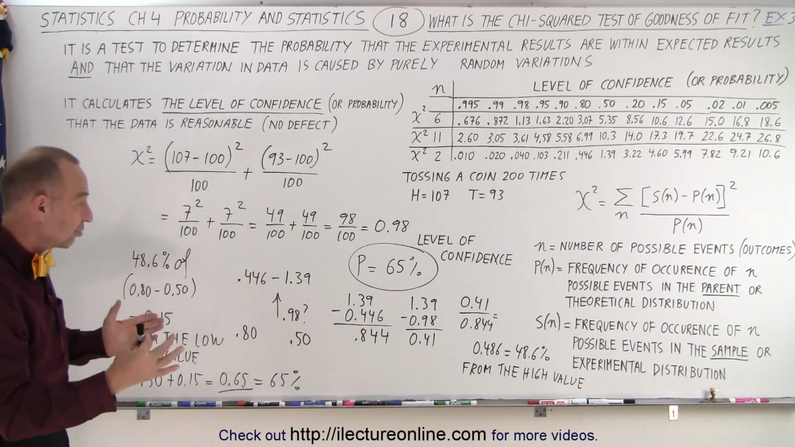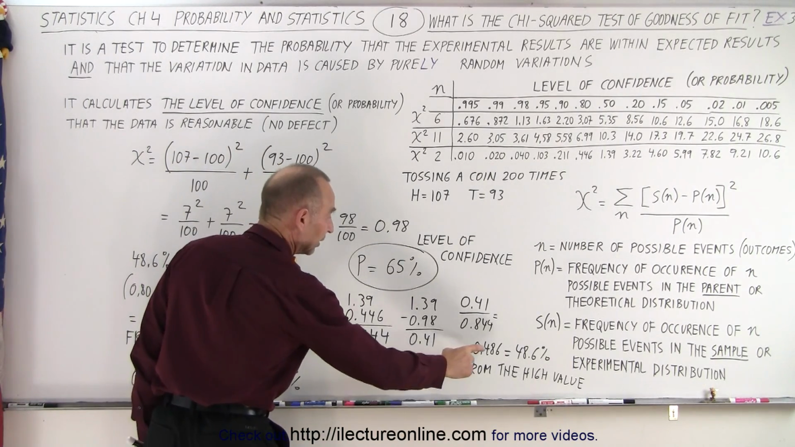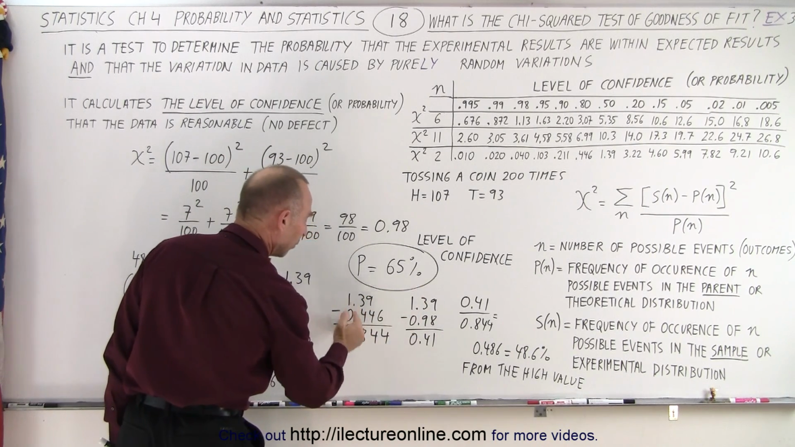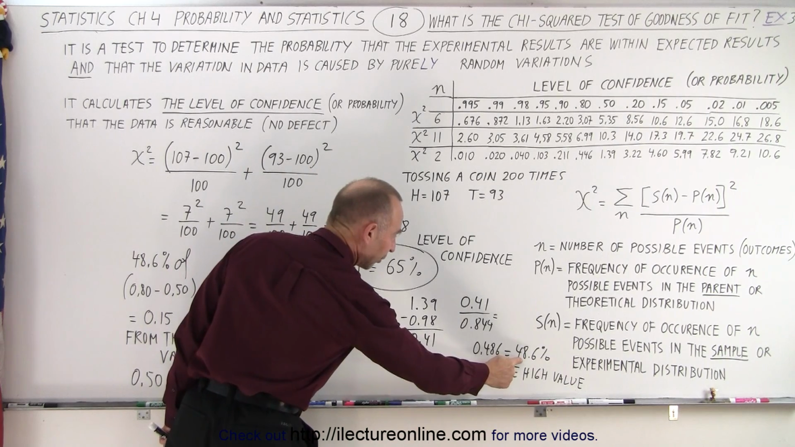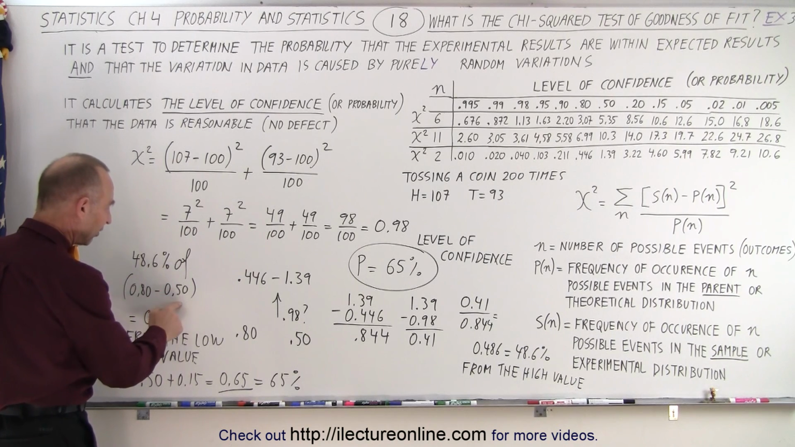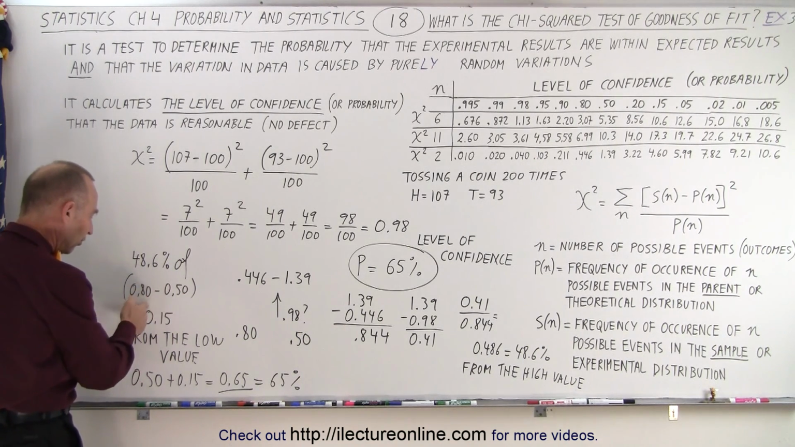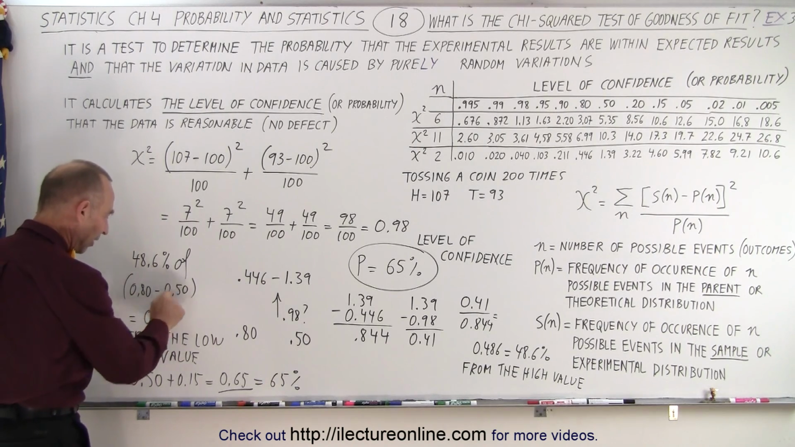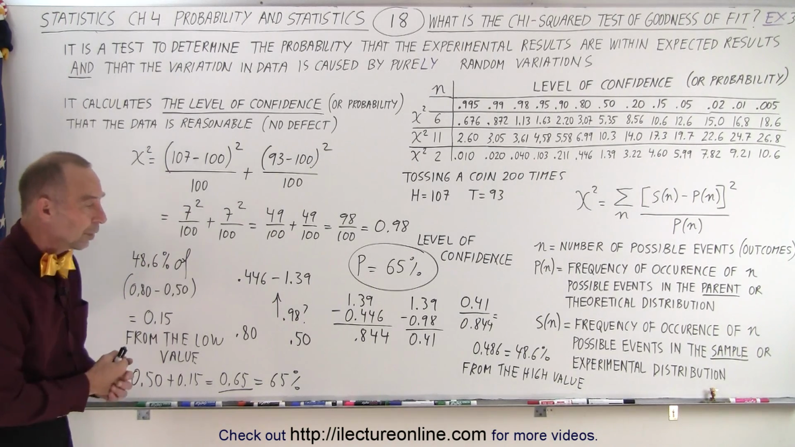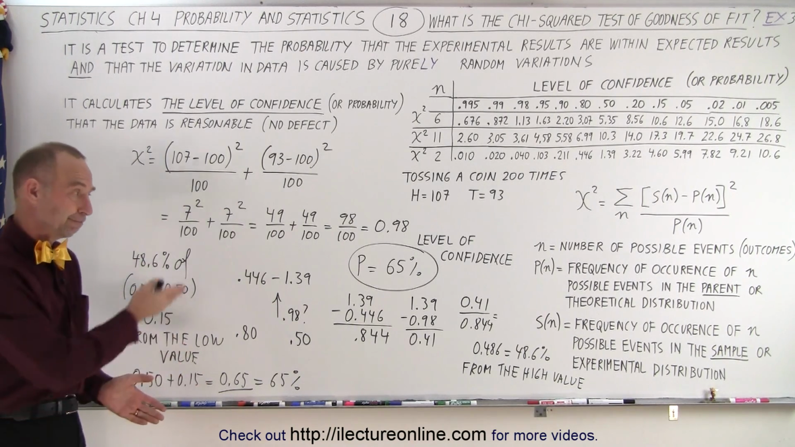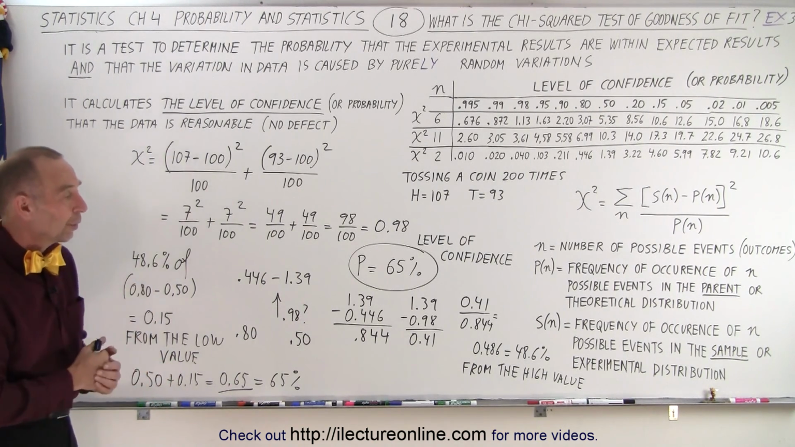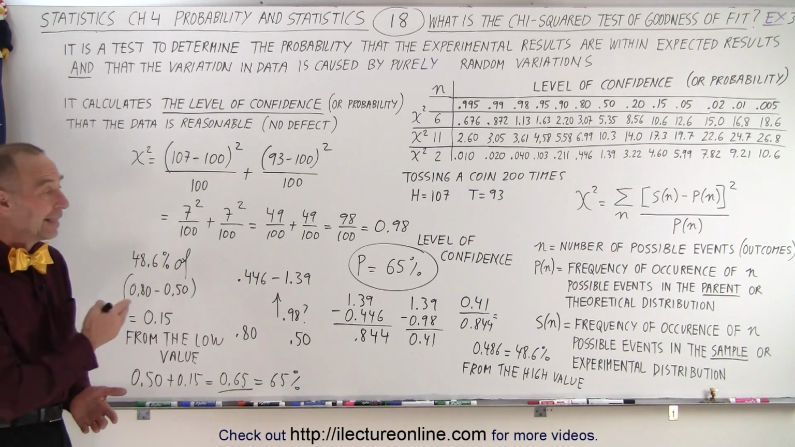So what we did here is we simply extrapolated what percentage of the way 0.98 falls between 1.39 and 0.446. We noticed that it fell 48.6% from the high value, and so we want to be 48.6% from the low value towards this value right here, which is about 0.15, added to that, which gives us 65%. So you can do a quick initial estimate, or you can do an extrapolation. Either way, we have what we call the level of confidence, 65%, that the coin is good and that the test is a valid test. And that is how it's done.